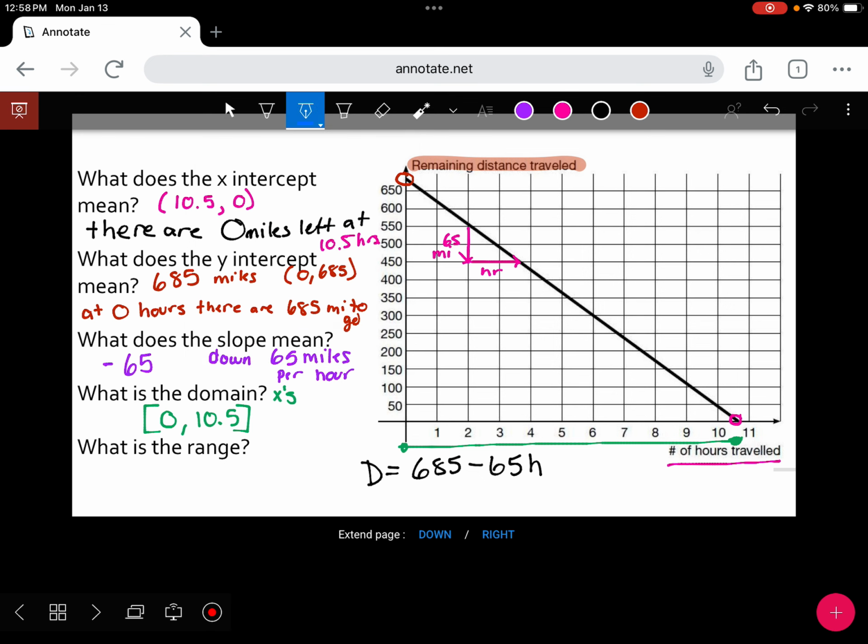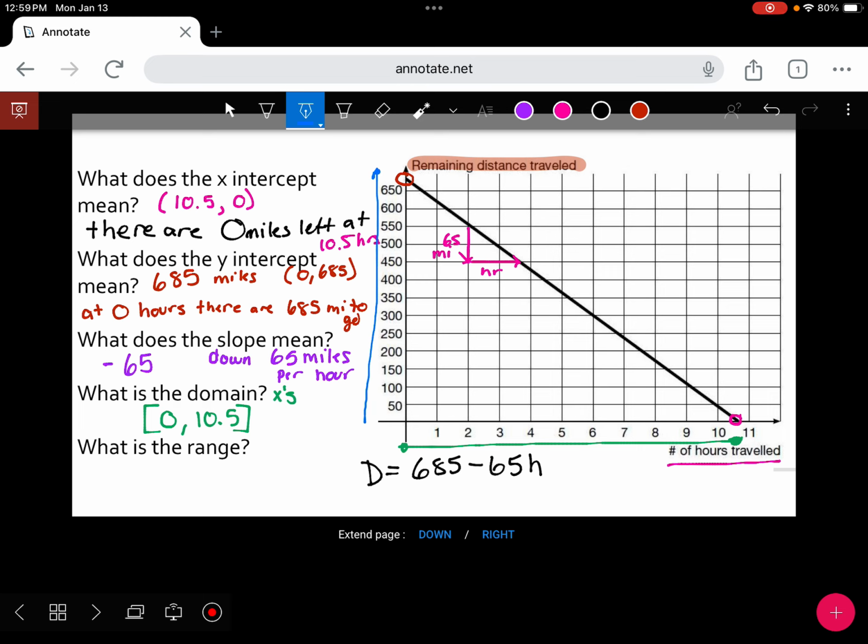How about our range? What are we going to put for our range? So we're at 685 is a part of it, and 0. What order do we put things in for domain and range? Do we remember? As if we're thinking ordered pairs. Smallest to biggest.